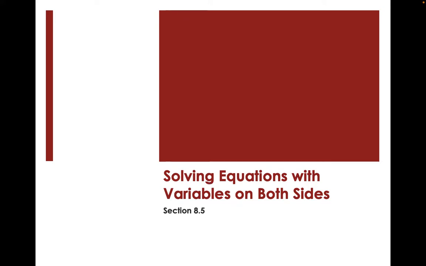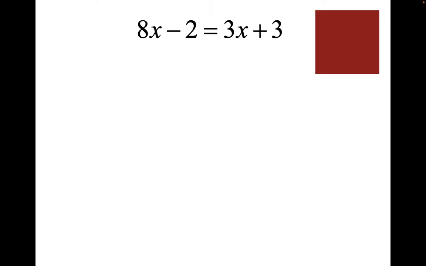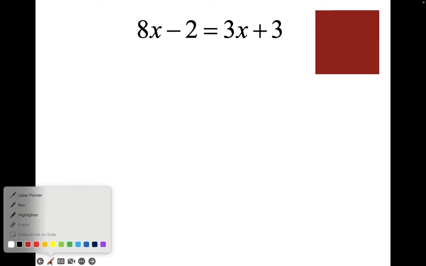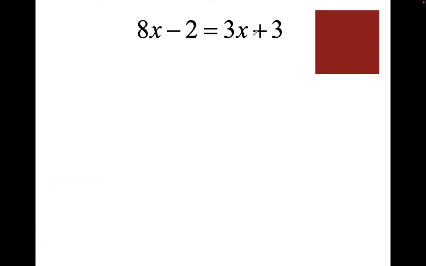In this video, we will learn how to solve equations with variables on both sides of the equal sign. If you take a look at this equation, this looks different from any other equation we've seen so far because we have x variables on either side of the equal sign. Our goal is to figure out what x equals that would make these two expressions equal to each other. So in this case, we have 8x minus 2 and we have 3x plus 3. So what would x have to be to keep these things equal?